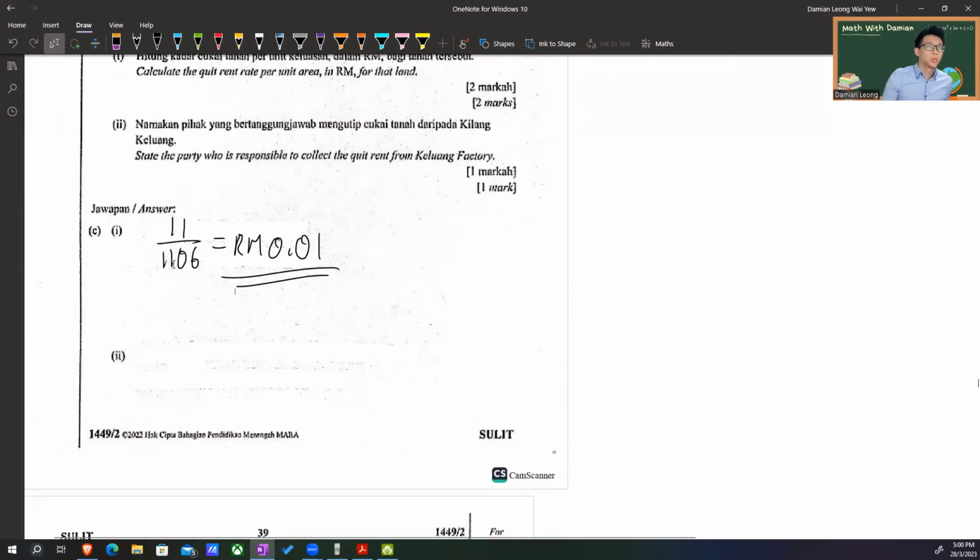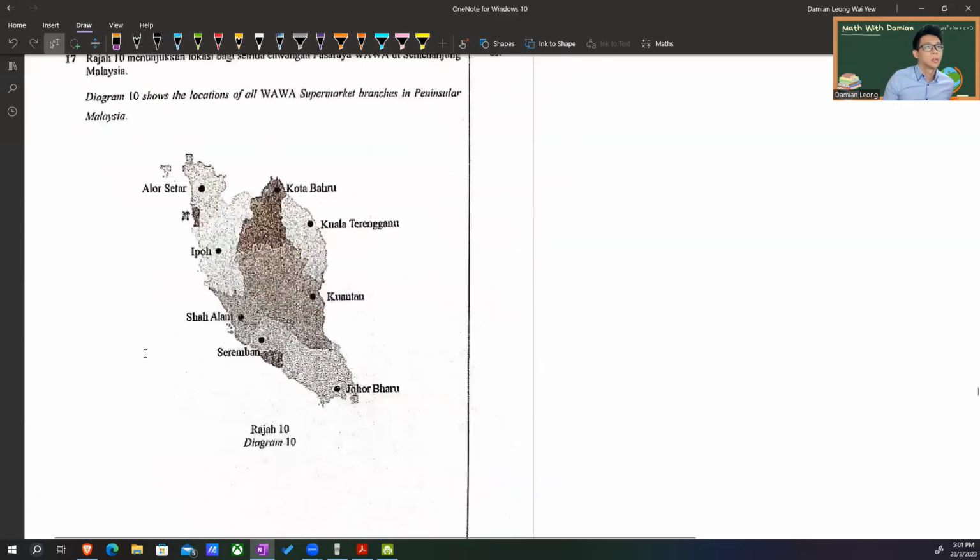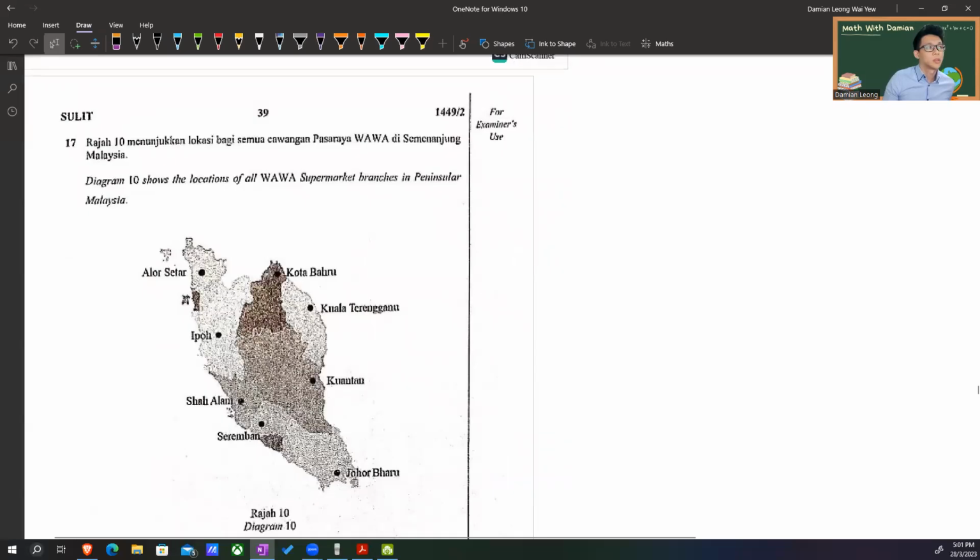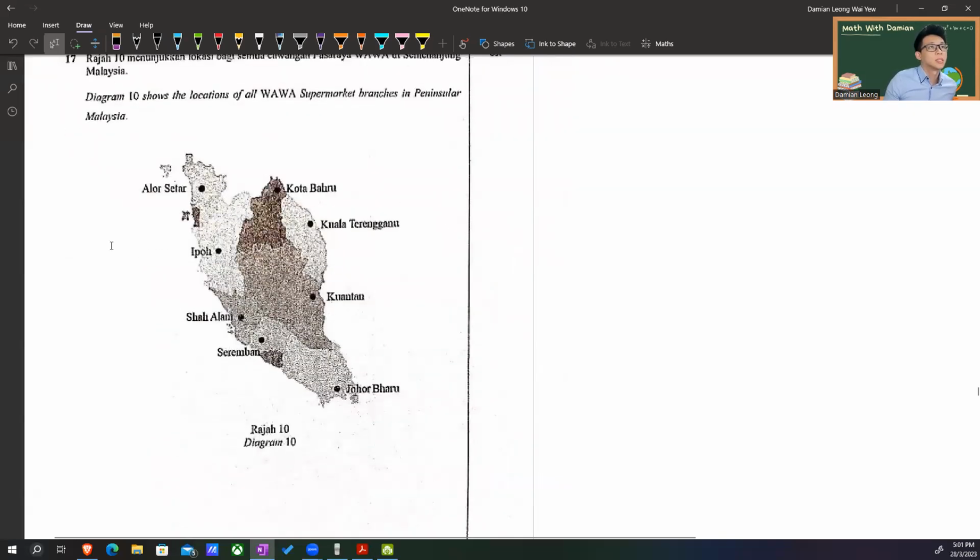So state the party who is responsible to collect quit rent from Keluang factory. So it's basically the state land officer. Yeah. Okay. Then question 17.